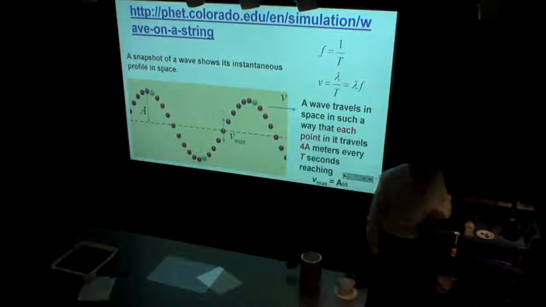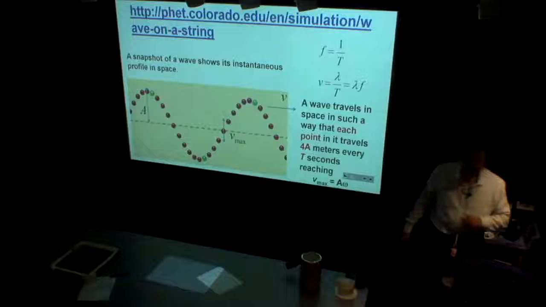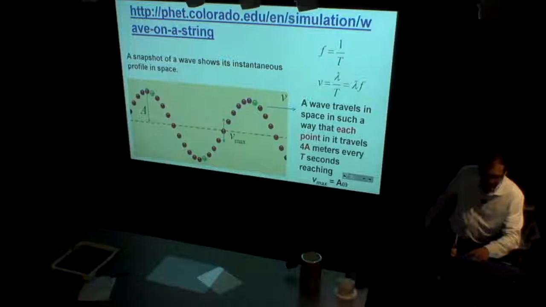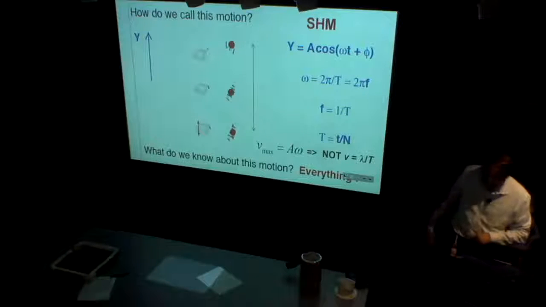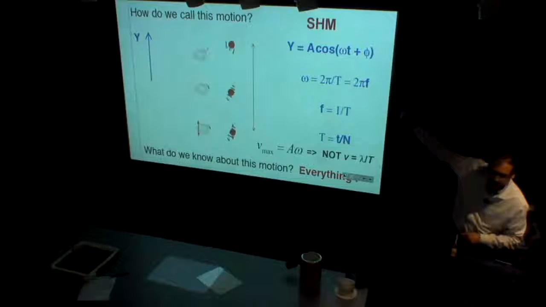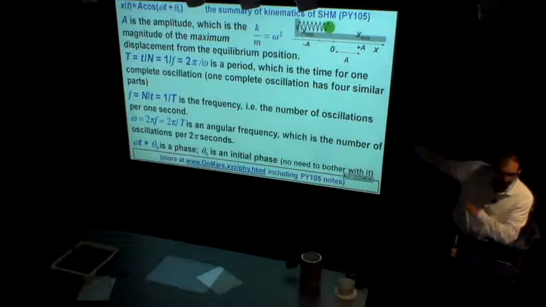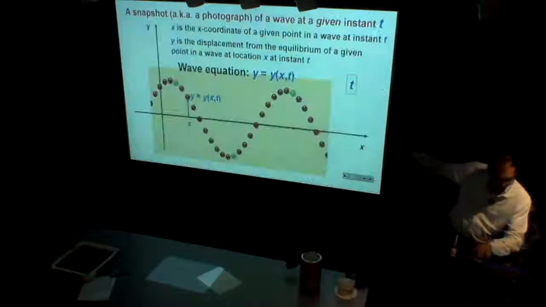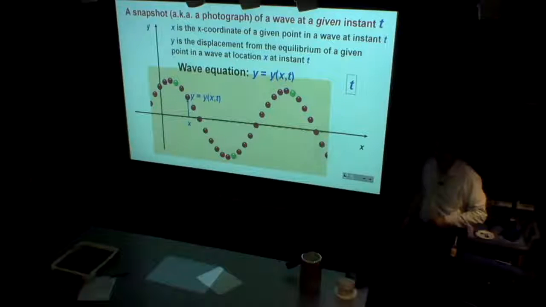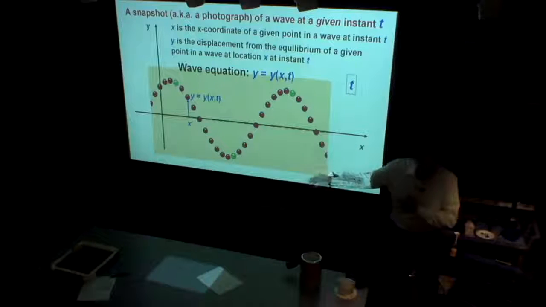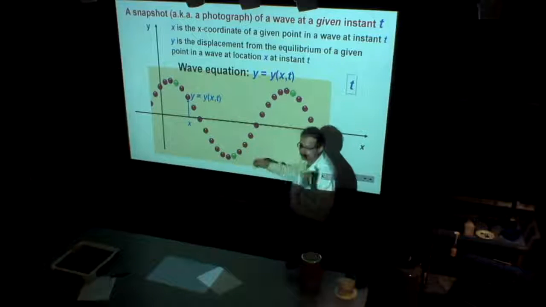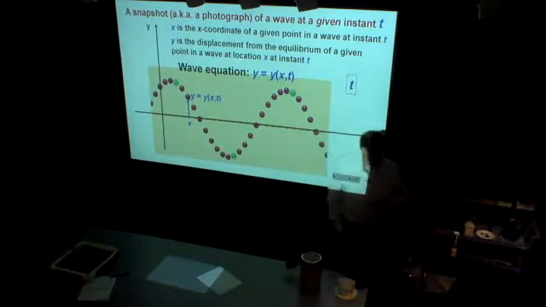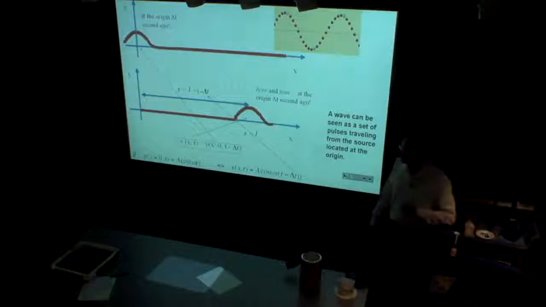And from PY105, we know how to calculate that maximum speed: angular frequency times amplitude. So what do we know about simple harmonic motion? Everything, including equations. This is just a copy from PY105. So refresh it. And now we just have to use that knowledge to derive an equation for a wave. A wave equation should describe displacement from equilibrium at any time, at any place, of any wave particle. And to do that, we look at a single pulse.